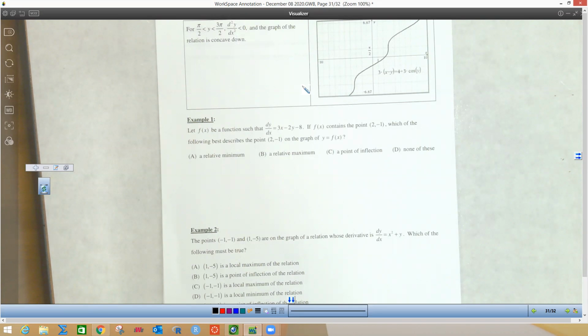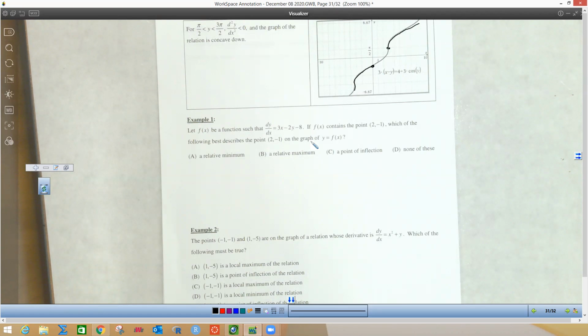So if you look at this graph right here, we got concave down from right here down here. And likewise, from right here up to here. Okay? So there's where the concave down is. Wherever the second derivative is greater than 0 is concave up, less than 0 concave down, same as before.